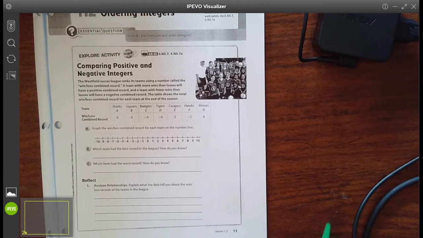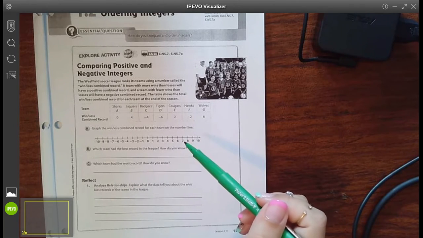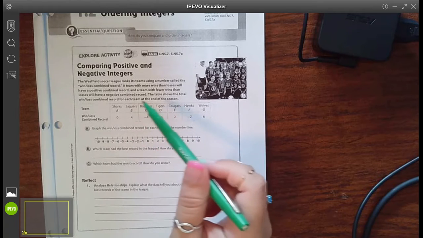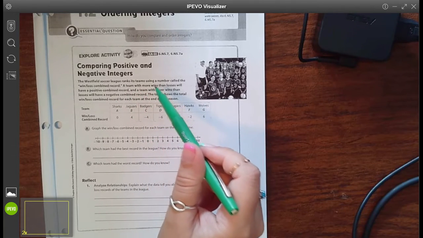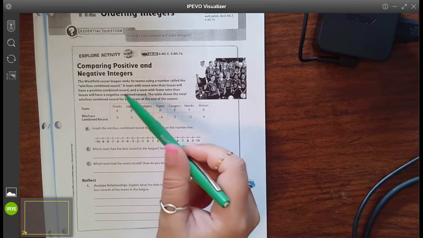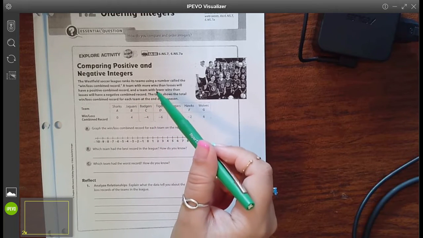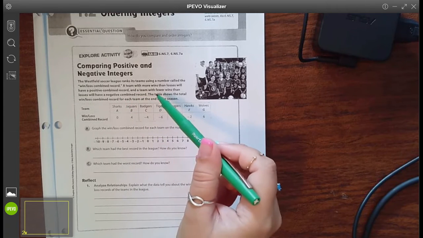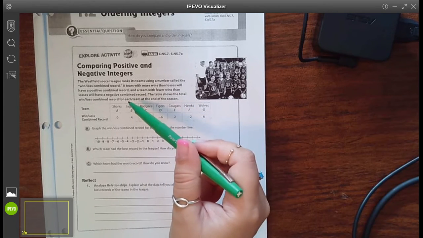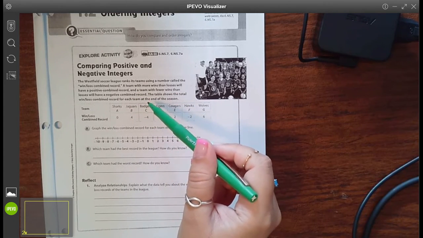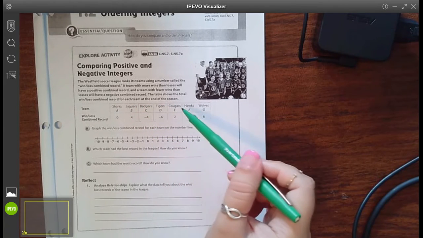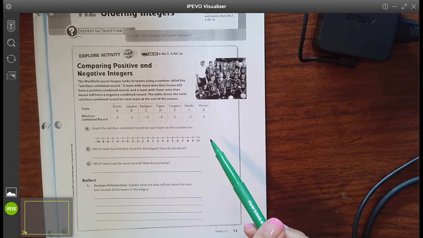If you take a look at textbook page 13, it starts off with this explore activity where it gives you this list of teams, okay? It says the Westfield Soccer League ranks its teams using a number called the win-loss combined record. A team with more wins than losses will have a positive combined record. A team with fewer wins than losses will have a negative combined record. The table shows the total win-loss combined record for each team at the end of the season. So here are the different teams.